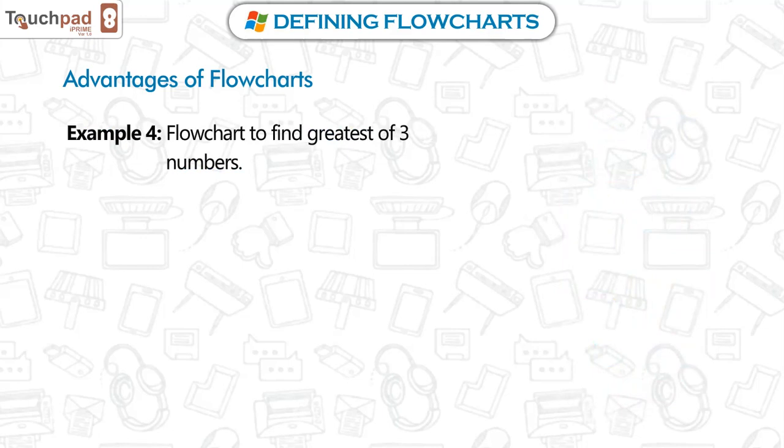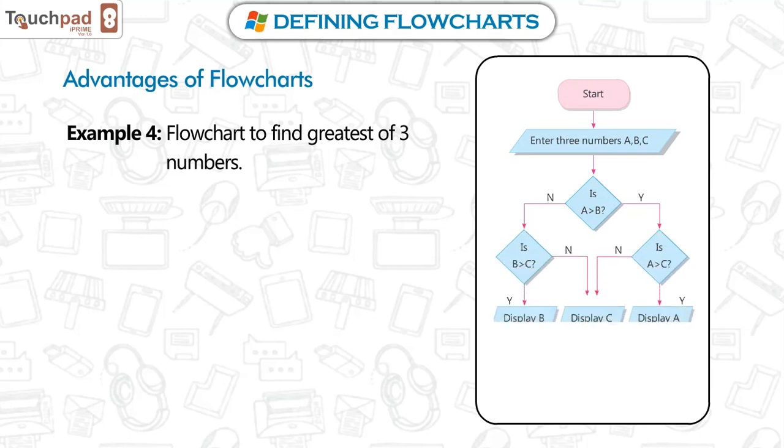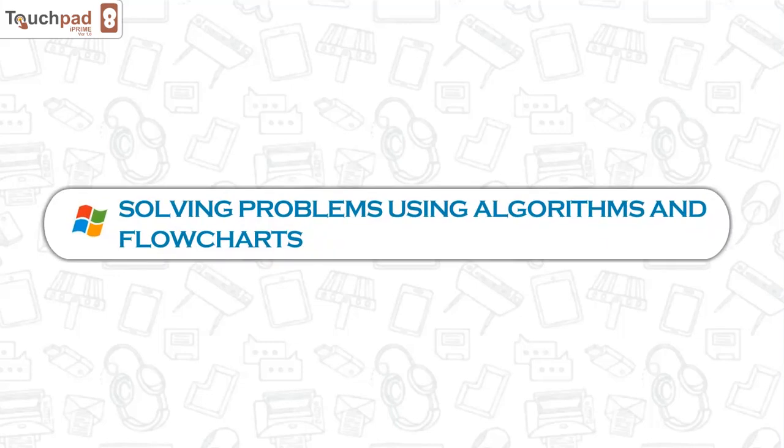Example 4. Flowchart to find the greatest of three numbers. Start. Enter three numbers A, B, C. Is A greater than B? If yes, is A greater than C? If yes, display A, stop. If A is greater than B but A is not greater than C, display C, stop. If A is not greater than B, is B greater than C? If no, display C, stop. If yes, display B, stop.